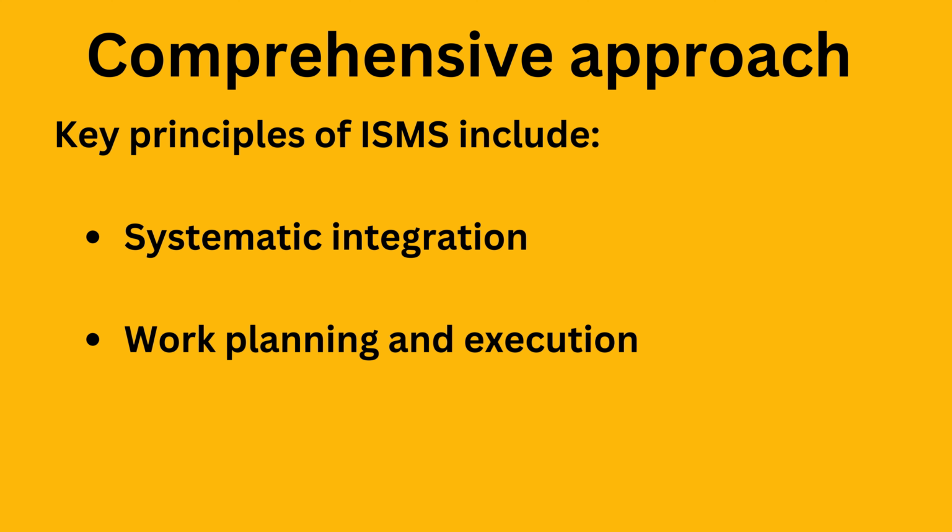Work planning and execution. In the electrical industry, work planning and execution might involve developing detailed work plans that include safety protocols and procedures, conducting pre-job safety briefings with employees and contractors, ensuring that all workers have the necessary training and equipment to perform tasks safely. For example, an electrical contractor might develop a work plan for an electrical construction project that includes safety procedures for working at heights and in confined spaces.